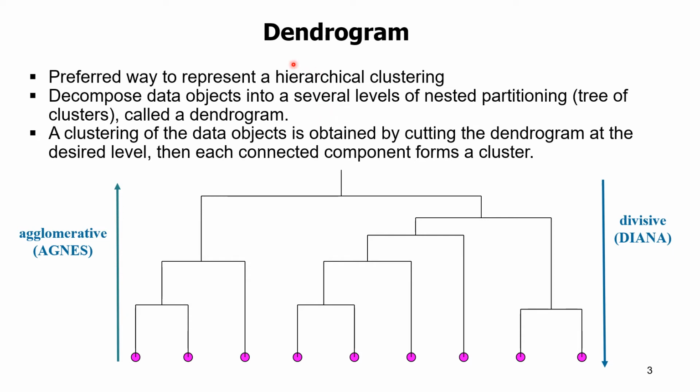In hierarchical clustering, you can have as many clusters as you want. For example, if you need 4 clusters, then in the dendrogram, if you draw a line here, you're going to have 4 clusters. And if you need 2 clusters, then you draw a line here, and you're going to have 2 clusters. So one advantage of hierarchical clustering is you can have as many clusters as you want.